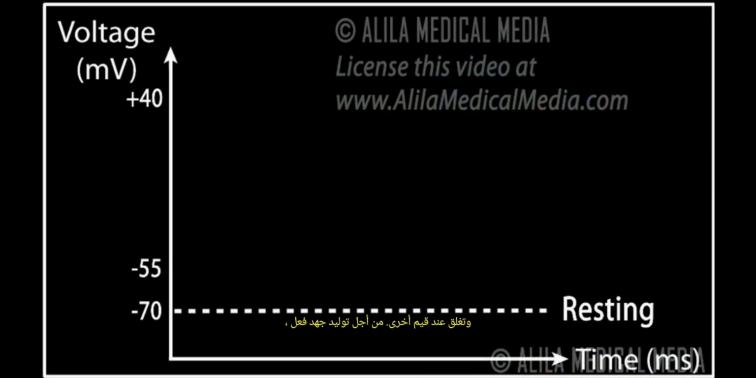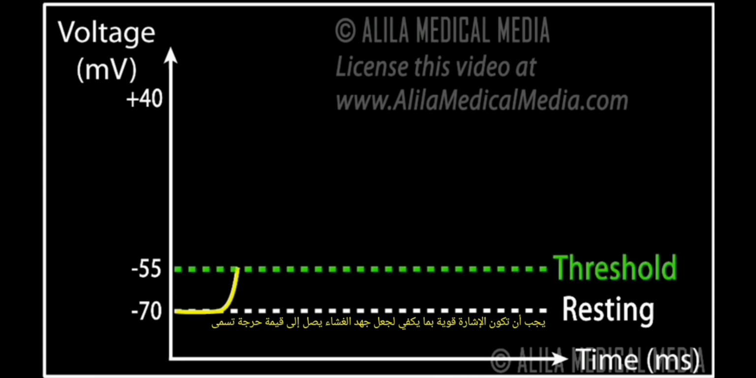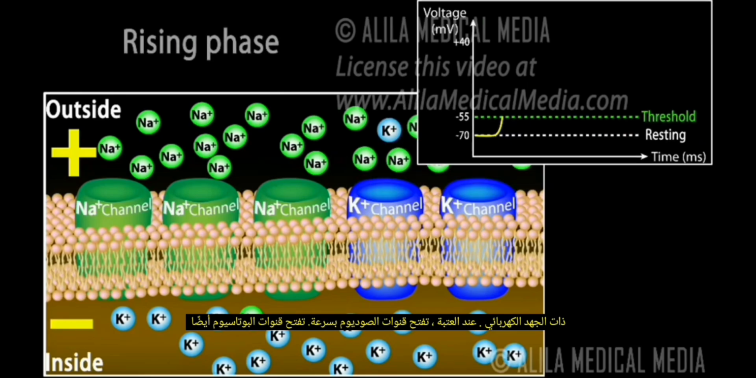For an action potential to be generated, the signal must be strong enough to bring the membrane voltage to a critical value called the threshold, typically about -55 millivolts. This is the minimum required to open voltage-gated ion channels. At threshold, sodium channels open quickly. Potassium channels also open, but do so more slowly. The initial effect is therefore due to sodium influx.